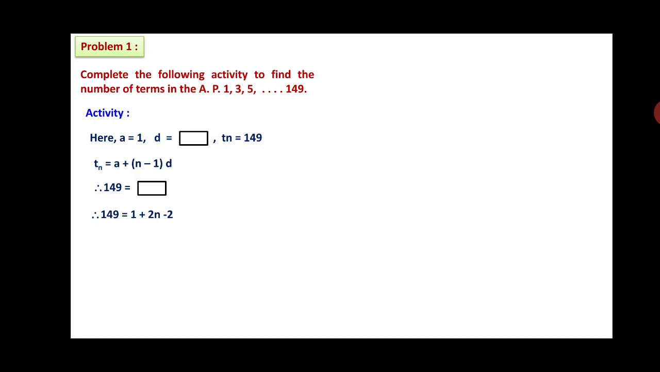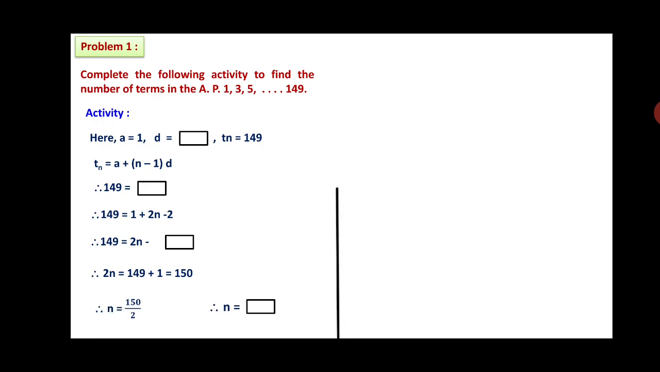Therefore, 149 is equal to 1 plus 2n minus 2. Therefore, 149 is equal to 2n minus, in the box you have to write. Therefore, 2n is equal to 149 plus 1, that is 150. Therefore, n is equal to 150 upon 2. That leads to n is equal to, you have to write in the box. So, try the activity.